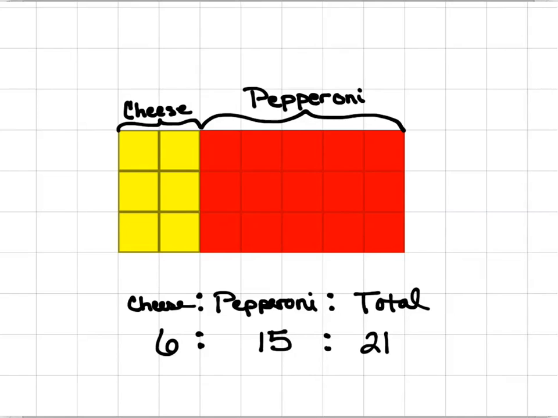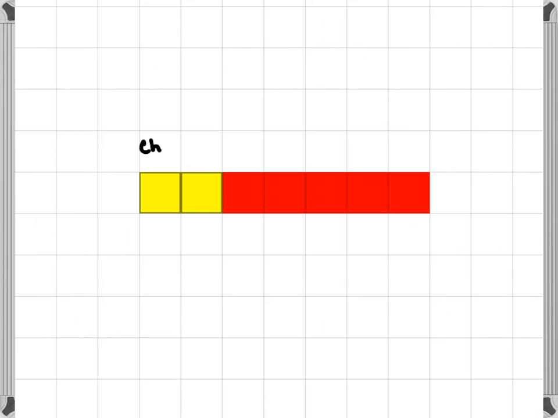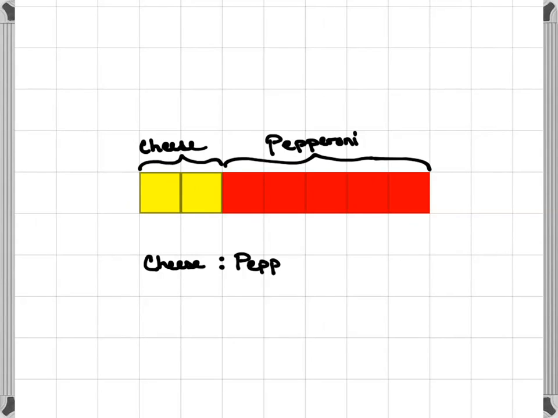Here, each one of the squares represents the slice of pizza. So the ratio of the yellow to the red, there's 6 yellow squares and 15 red ones. If I want to simplify my ratio, I could divide everything by 3. This is an equivalent ratio, 2 to 5 to 7, just like when you reduce fractions. So this picture shows the 2 to 5 to 7 ratio of cheese to pepperoni to the total.